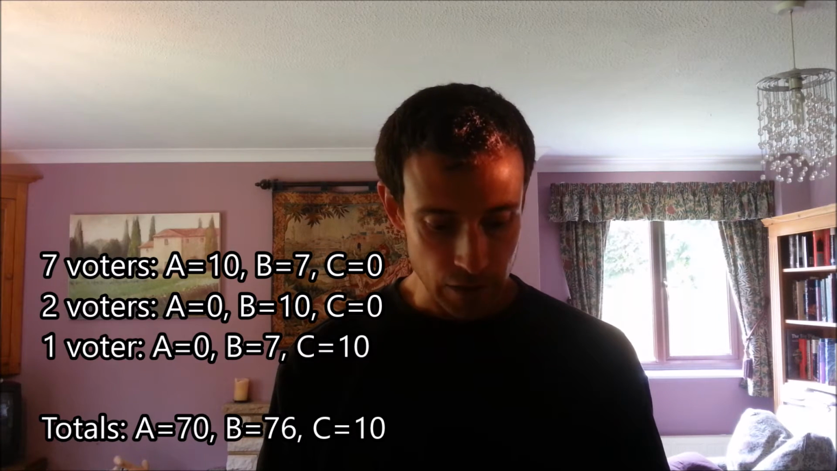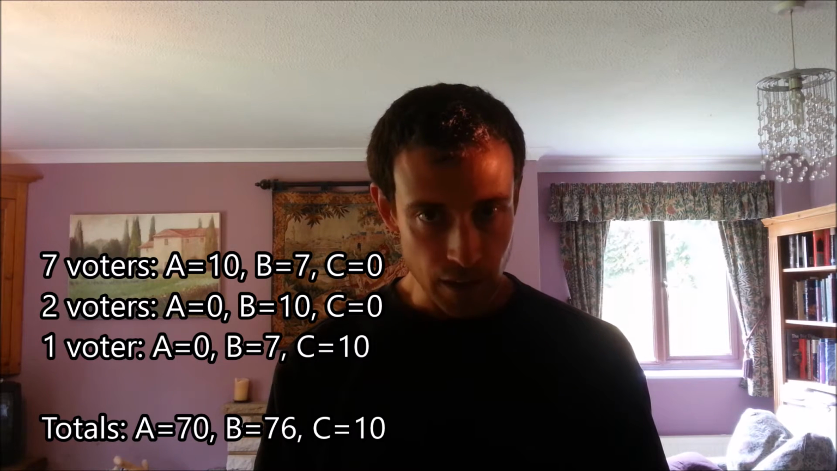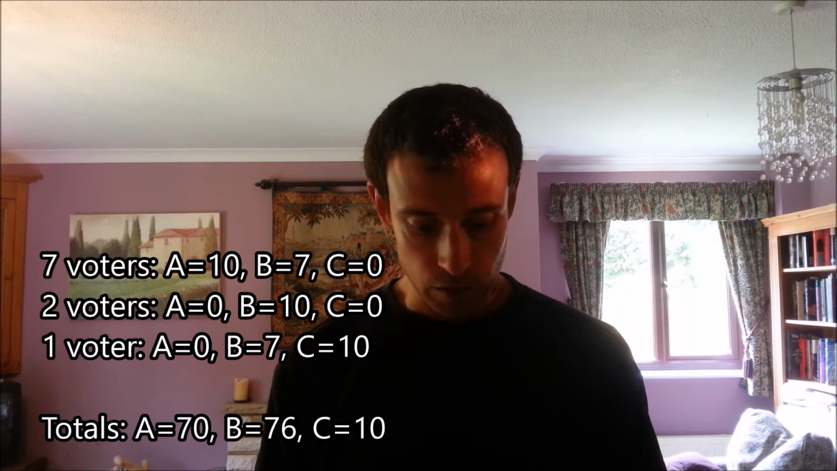One problem that people have with score voting is that it can fail to elect a candidate that is the favourite of an outright majority of voters. Take the following ballots with scores out of 10. 7 voters give candidate A a score of 10, candidate B a score of 7, and C a score of 0. 2 voters give A a score of 0, B a score of 10, and C a score of 0. And 1 voter gives A a score of 0, B a score of 7, and C a score of 10.